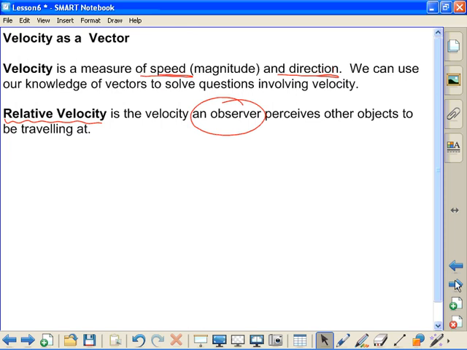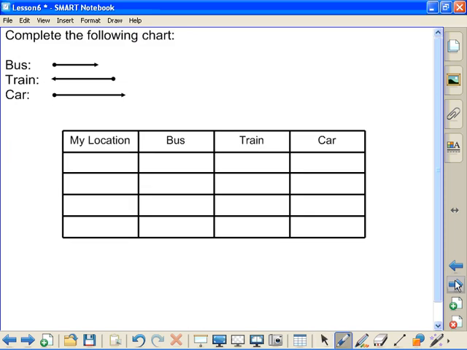All right, so I have a bit of a chart set up here for us. Let's put the bus doing 80 kilometers an hour, the train at 100 kilometers an hour, and the arrows indicate the direction, and our car is doing 120 kilometers an hour. In this chart, my location, I want to be on the bus, on the train, on the car, and side of the road. And we want to talk about how fast things seem to be perceived.